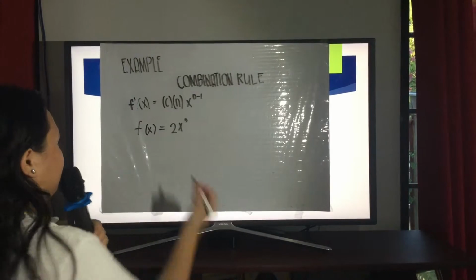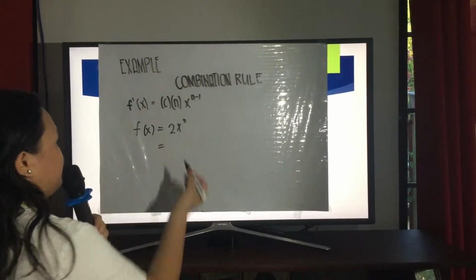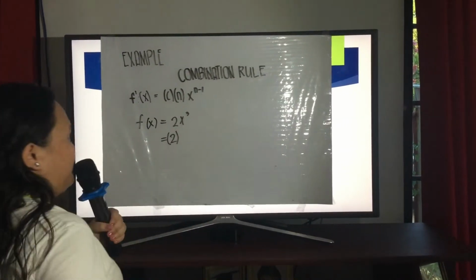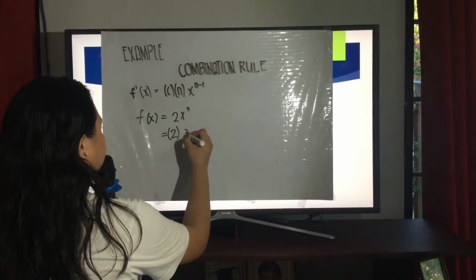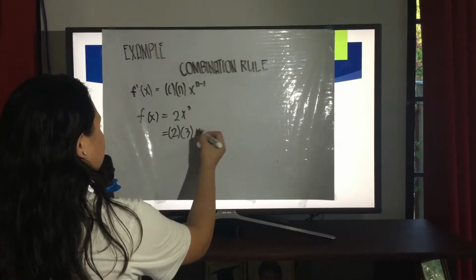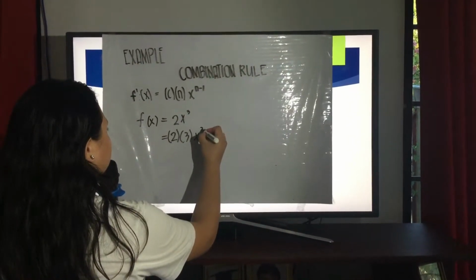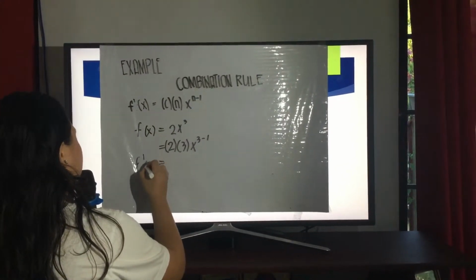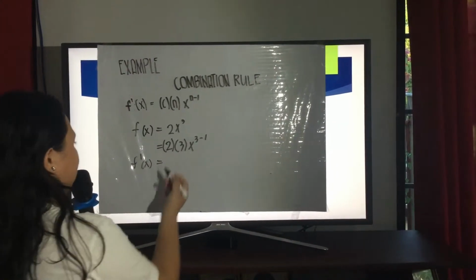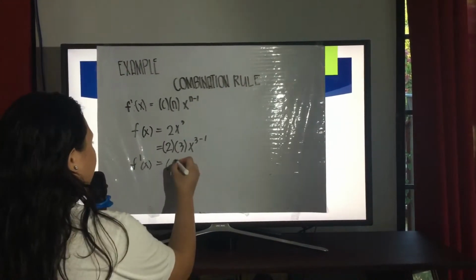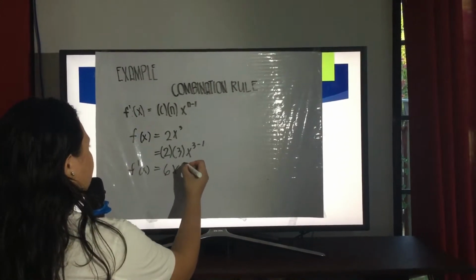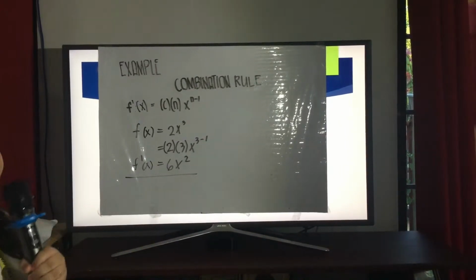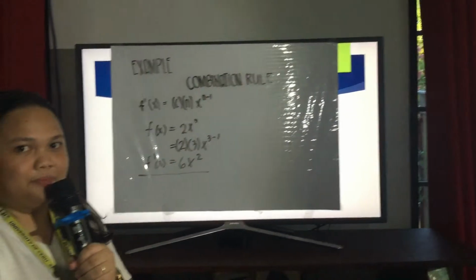In our formula, we put here the constant. The constant in our given equation is 2, multiplied by the exponent, which is 3, x exponent minus 1. F prime of x is equals to 2 times 3 is equals to 6. X to the power of 3 minus 1 is equals to 2. 6x squared. So our final answer is f prime of x is equals to 6x squared.